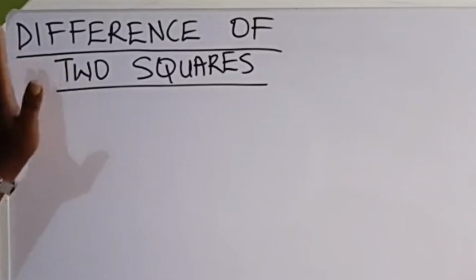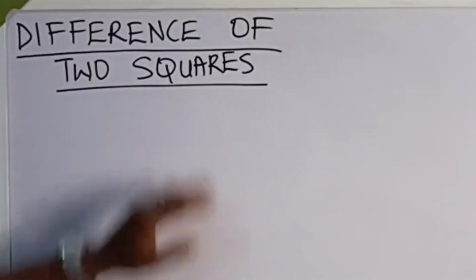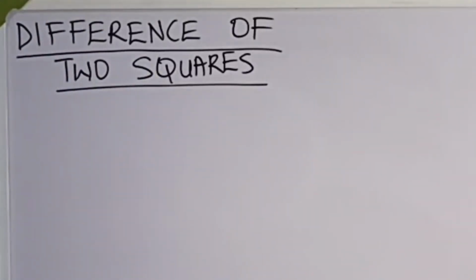We are looking at difference of two squares. Difference of two squares is a way of factorizing a special type of algebraic expression. Before we go ahead to solve some examples, we first need to know what difference of two squares is.